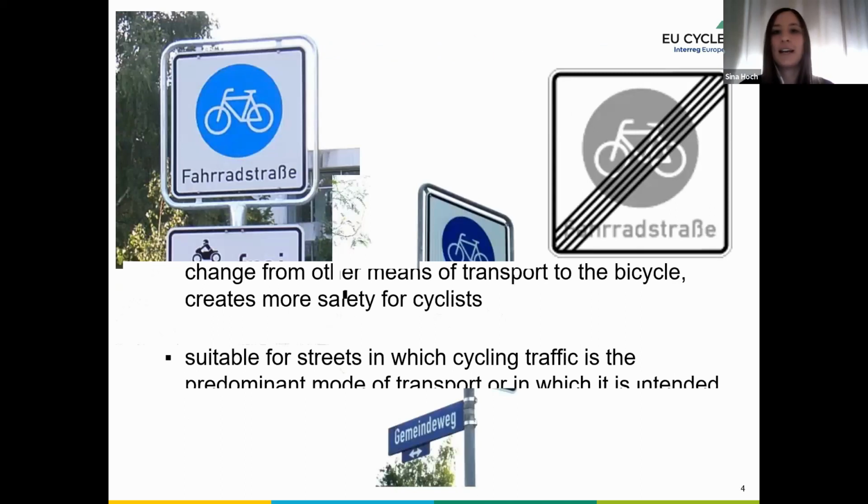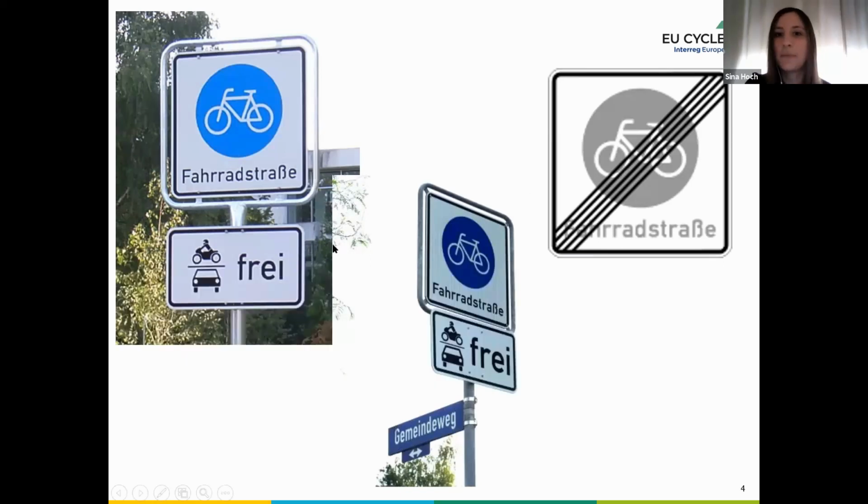Here, I just wanted to show you the signposting. These signs mark a street as a cycling street. And here on the right, you can see the end of a cycling street. So it's a normal street signposting that indicates cycling streets.